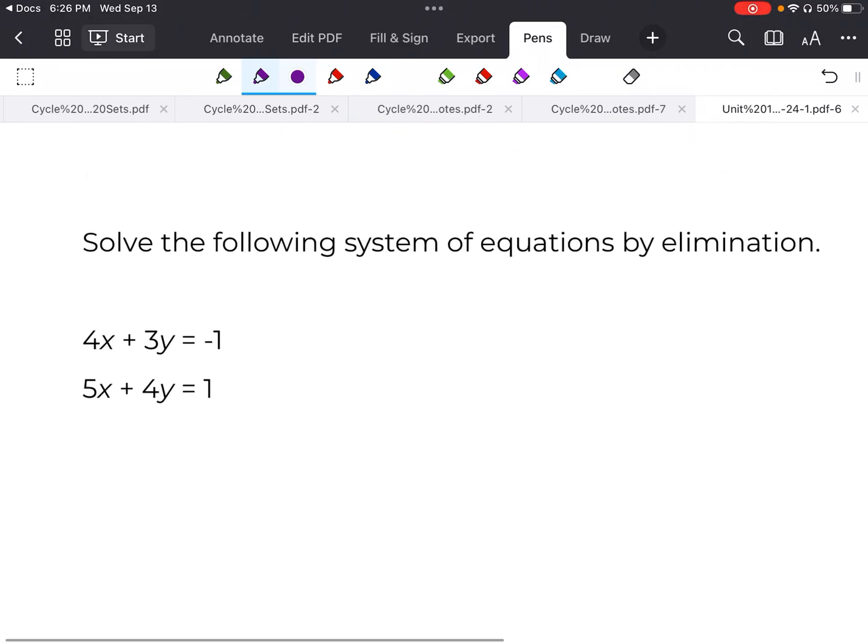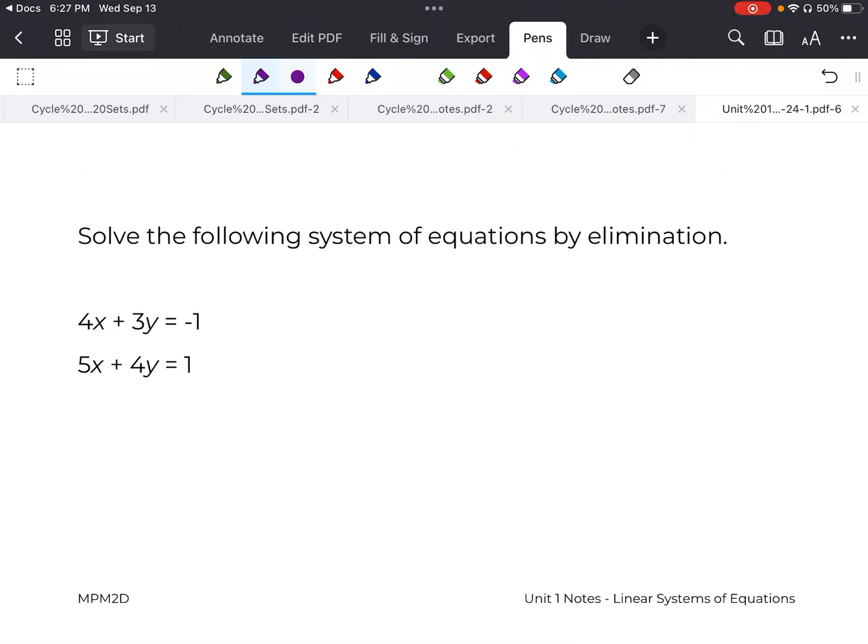Okay, now a little more difficult because our x's don't have the same coefficient, neither do our y's have the same coefficient, so we need to change something. So in order to do that, you're going to choose either the x's or the y's and find a way to make the coefficients match. Let's just choose the y's here. So we have 3y in the top, 4y in the second. So that means that we need to find the lowest common factor, sorry, the lowest common multiple, which is 12.